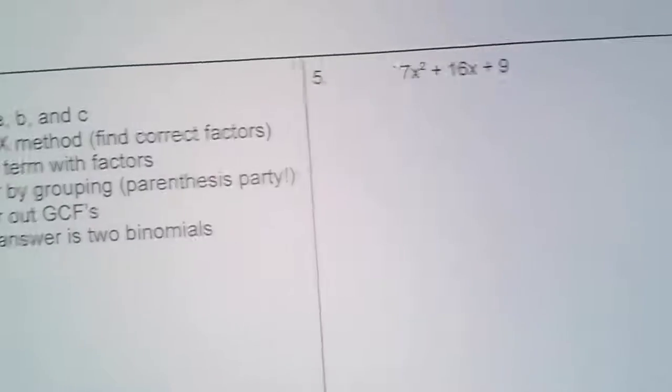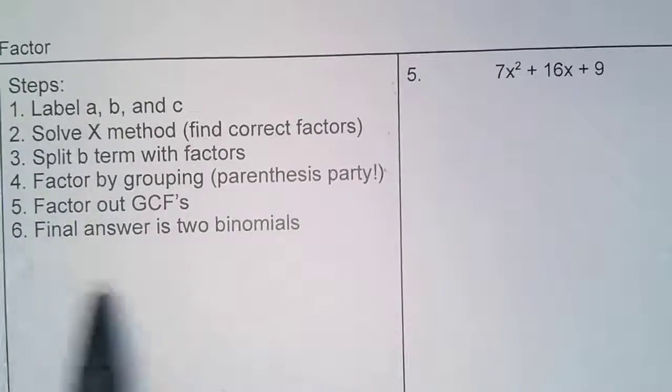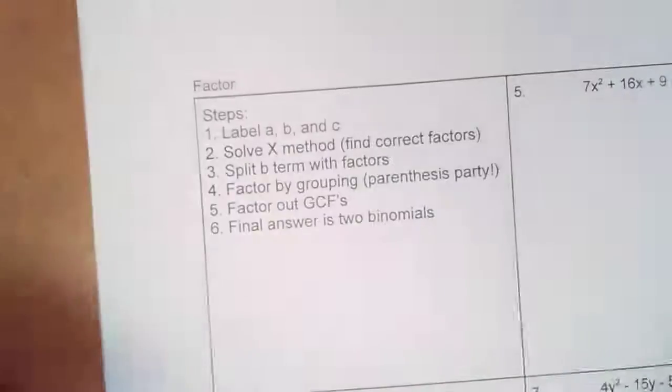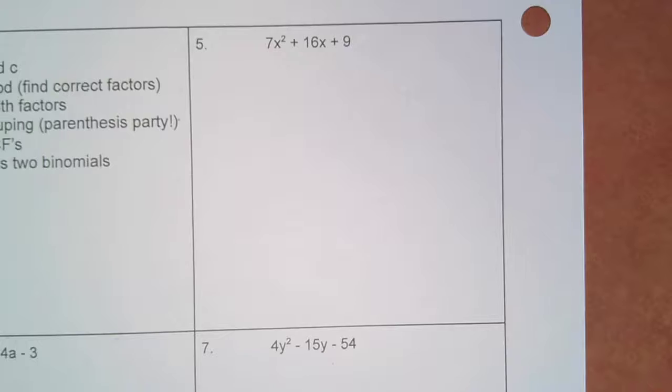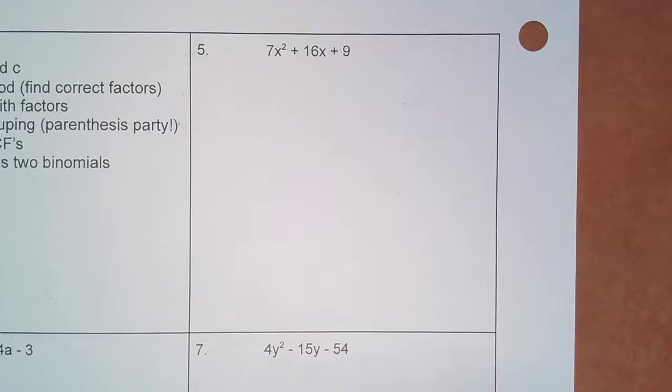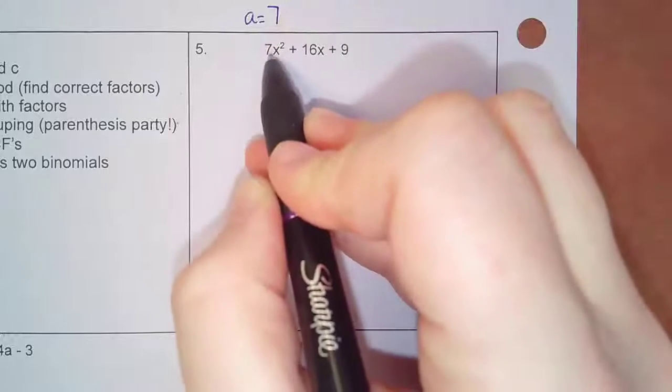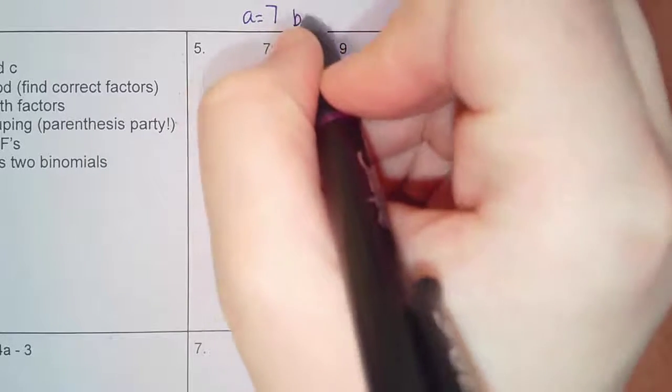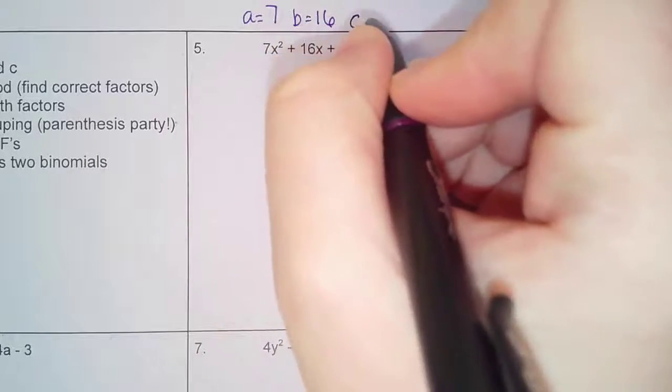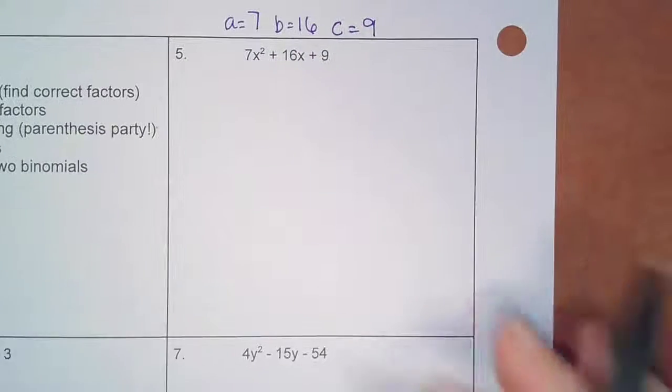3 more, and we still have the exact same steps. This is exactly what I had for you on the other side. Just wanted you to have that reminder. So number 5. A is 7, the number with the squared. B is 16. C is 9.